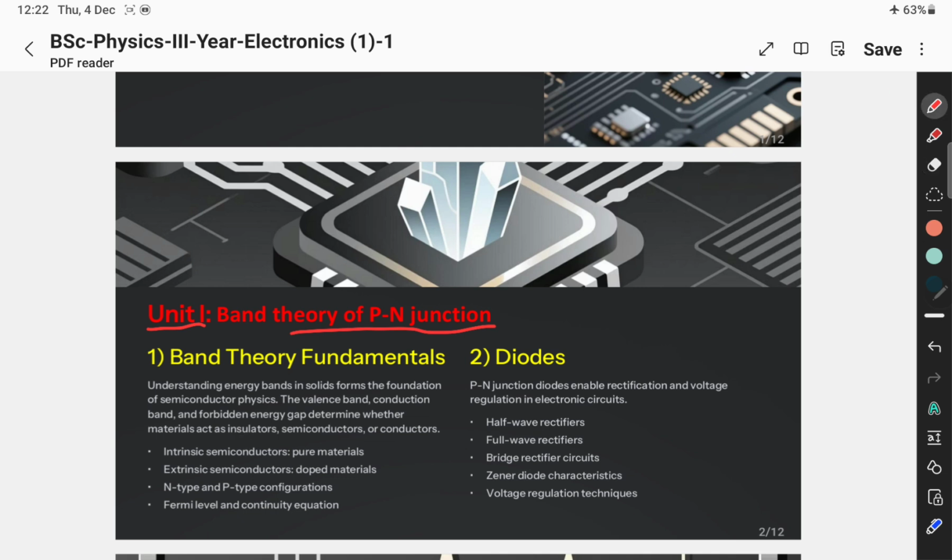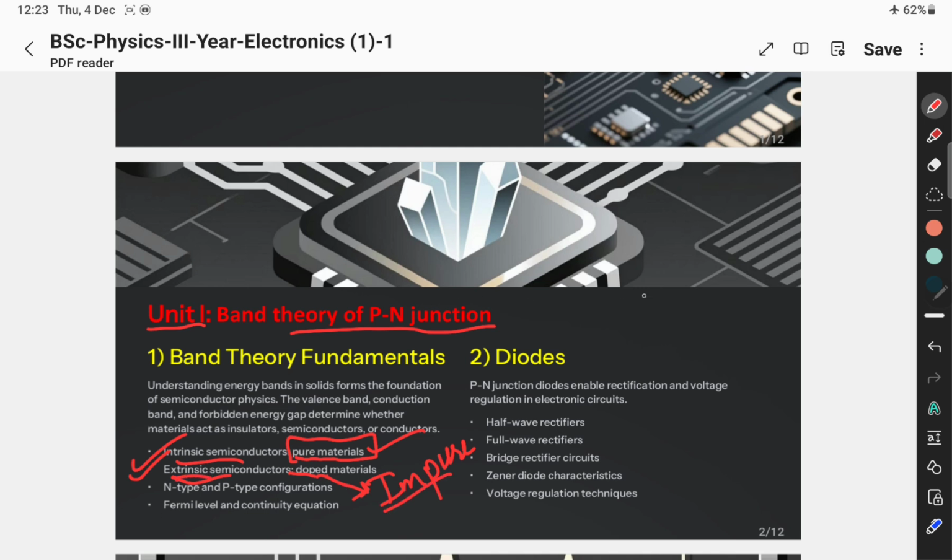Next, we can also discover the difference between intrinsic semiconductor and extrinsic semiconductor. There are two types of semiconductors, intrinsic and extrinsic. Intrinsic semiconductor is a pure semiconductor, that means it is a pure material. Whereas extrinsic semiconductor is an impure semiconductor, which in physics language we call doped material. That means we are doping something into the pure semiconductor to make it an extrinsic semiconductor.